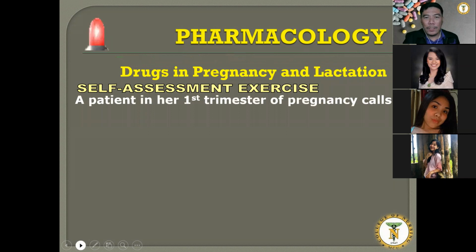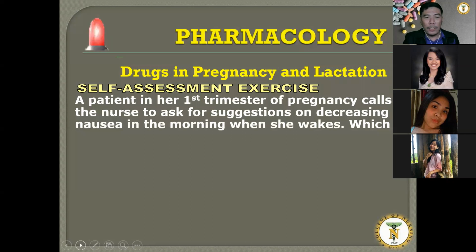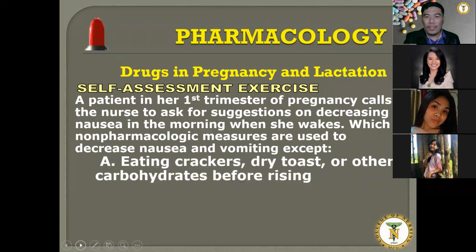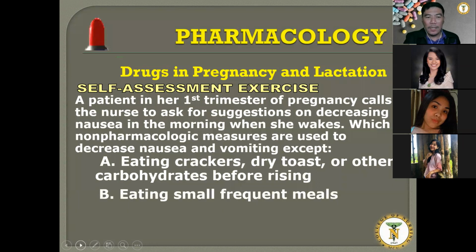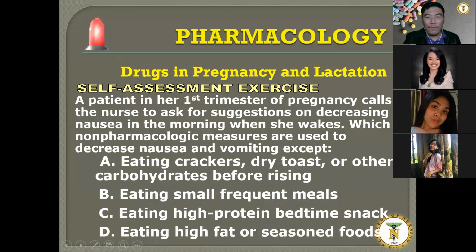A patient in her first trimester of pregnancy asks the nurse for suggestions on decreasing nausea in the morning when she wakes. Which of the non-pharmacological measures used to decrease nausea and vomiting is the exception? We are talking about except. Letter A, eating crackers, dry toast, or other carbohydrates before rising. Letter B, eating small frequent meals. Letter C, eating a high protein bedtime snack. Or letter D, eating high fat or seasoned foods. So which of the following are used to decrease nausea and vomiting except? You will look for the wrong statement here. Any response?